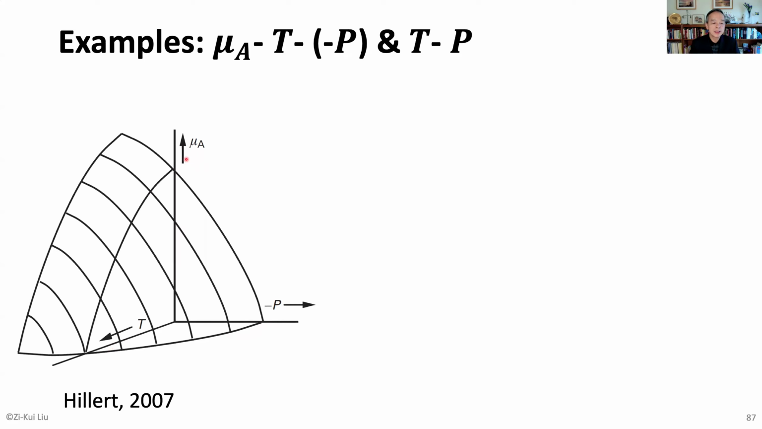Remember that any two potential derivative gives negative curvature, negative slope. That means the single phase region in this three potential space is convex, right? Because all the directional derivatives are negative. So this is a very nice demonstration of the fundamentals.